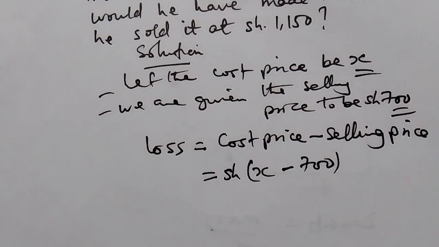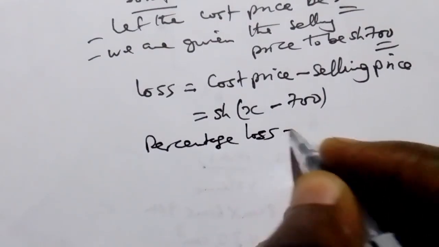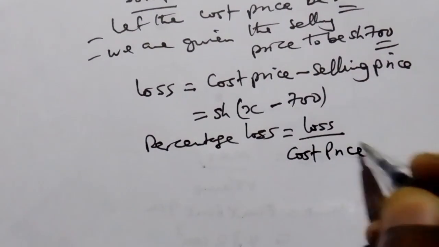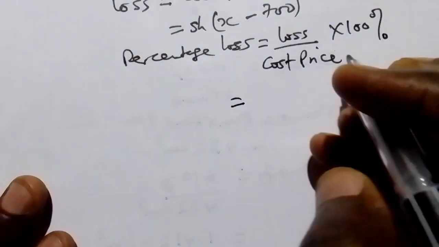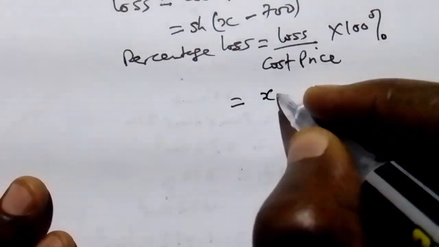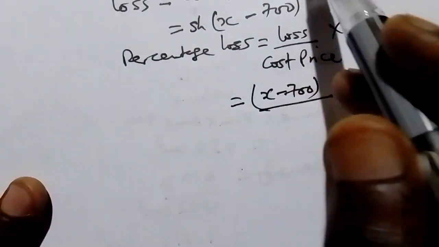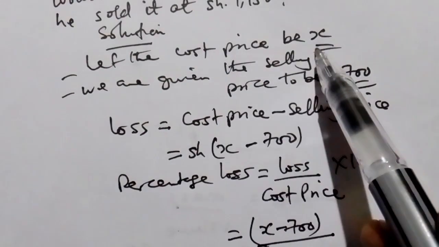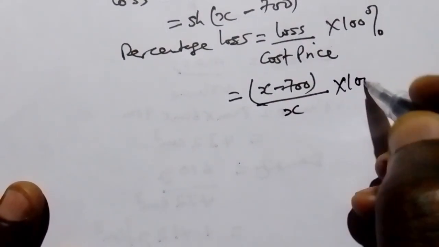What is the formula for percentage loss? Percentage loss is equal to loss over cost price times 100%. So now we can substitute. Percentage loss here: our loss is X minus 700 over cost price. Our cost price is X. So we put X minus 700 over X times 100%.